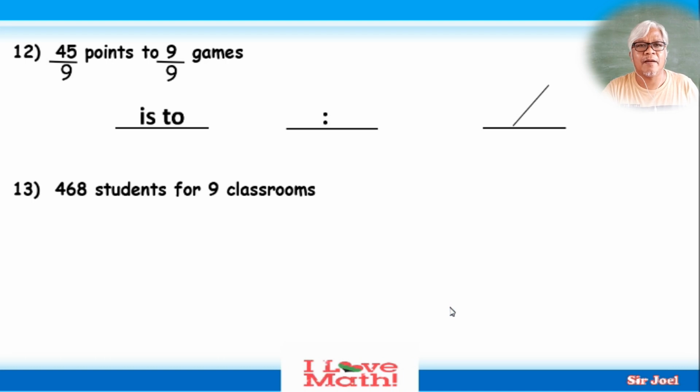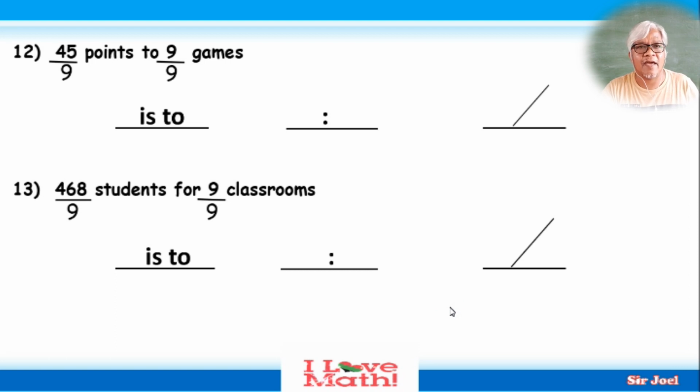Next, example number 13. 468 students for 9 classrooms. So, students and classrooms, kahit hindi na natin i-convert kasi never na magkakatulad ang student na magiging classroom at ang classroom magiging student. So, pwede na, direct na tayong magsasolve. 468 and 9, both divisible by 9. So, what is 468 divided by 9 and what is 9 divided by 9? So, masasagot nyo yung ating example number 13. Okay? Nakakasunod? Ayos.